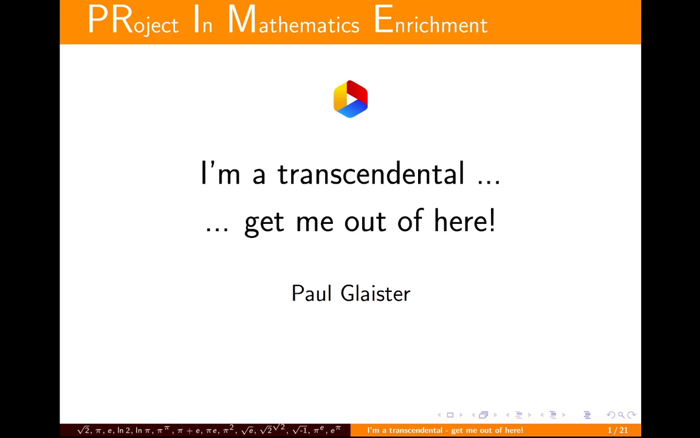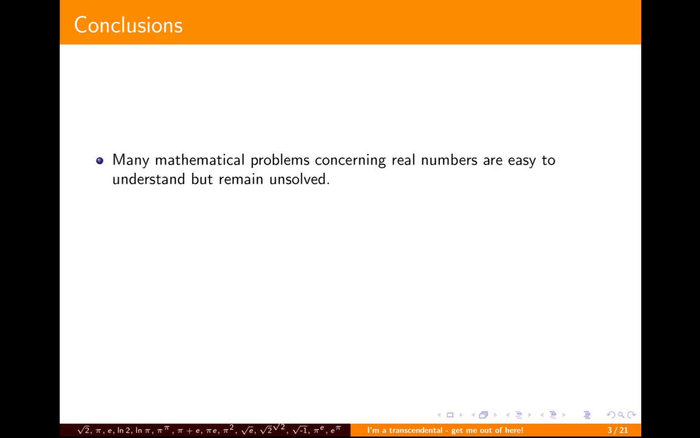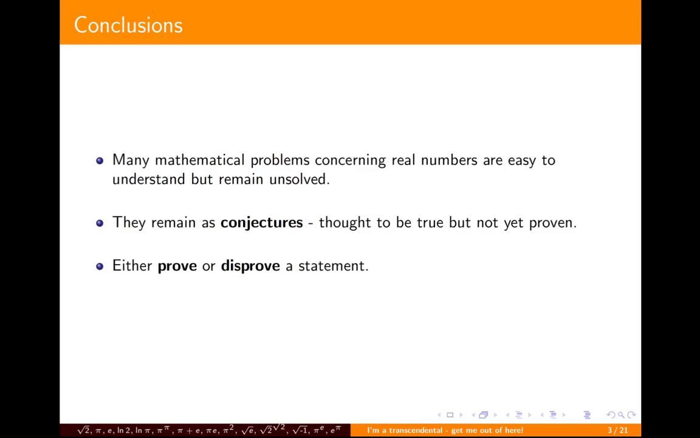In this fourth and final video, we review what we've seen in the previous ones, make some conclusions, and then look at some further real numbers and some interesting properties. So as we've seen, many mathematical problems concerning real numbers are easy to understand but remain unsolved. They remain as conjectures, thought to be true but not yet proven. One either has to prove or disprove a statement.